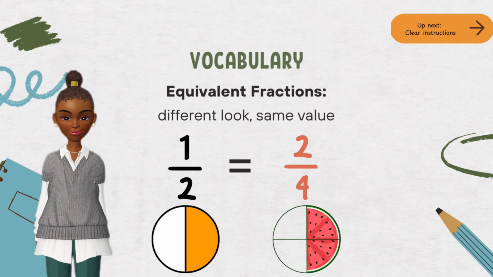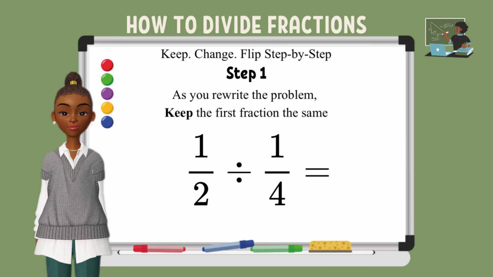So now that we've gone over our vocabulary terms, let's go over how to divide fractions. We have 4 steps. As you're rewriting the problem, because each problem is going to need to be rewritten because of the 4 steps you'll see, step 1 says keep the first fraction the same.